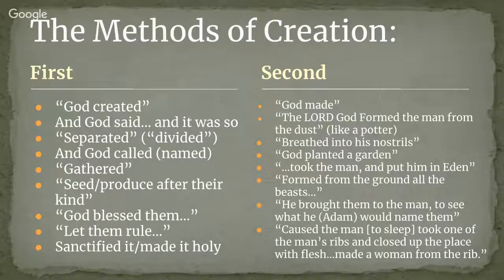He formed from the ground all the beasts, again, like a potter. He brought them to the man to see what Adam would name them. Fascinating. Adam is naming stuff, not God. In Genesis 1, God is naming stuff. In Genesis 2, Adam is naming stuff. That's huge. It's very different. He caused the man to sleep and took out of his ribs and closed the flesh in the place thereof, and he made from his rib a woman, again, like a potter.